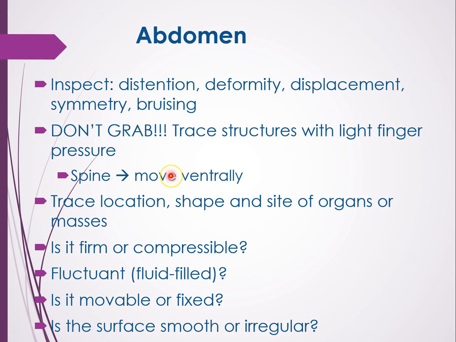So from spine, dorsally, move ventrally, and then you can move from cranial to caudal. All right, trace the location, shape, and size of organs or masses that you feel. Whenever you feel there's a mass or a big structure, always make it a habit to make a deduction: is this mass firm or compressible? Does it feel like fluid? Is it movable or fixed? Is the surface smooth or irregular?